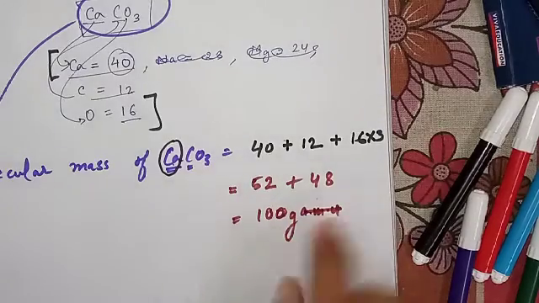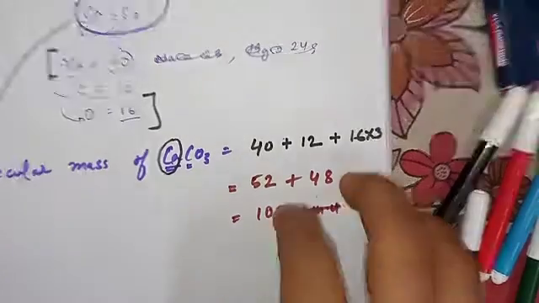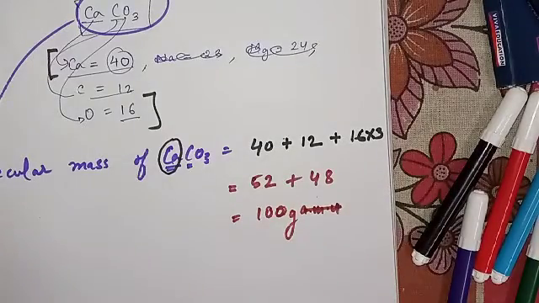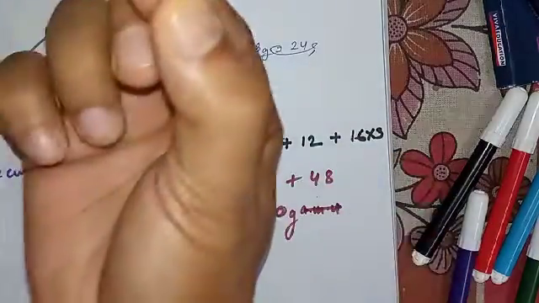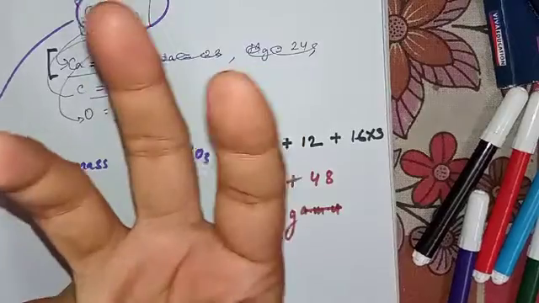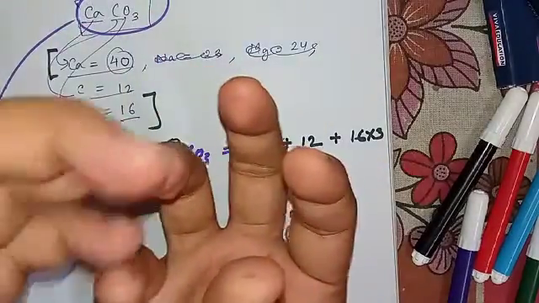If you write in grams, that means you are taking the gram molecular mass, that's a different thing. If you write AMU, that means you are calculating the mass of our molecule which you can't see with your naked eyes. But if you take grams, that's a huge amount. 100 grams is a huge amount. It will contain lots of molecules.